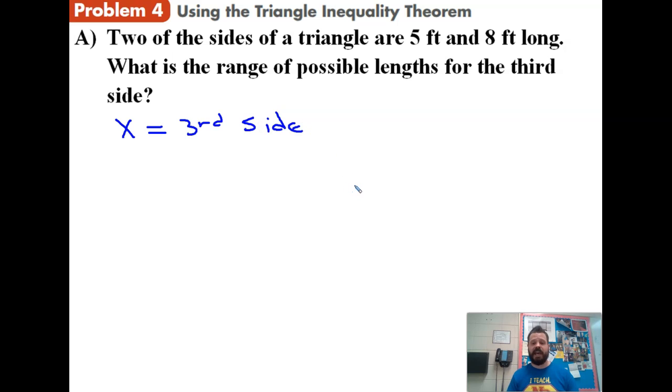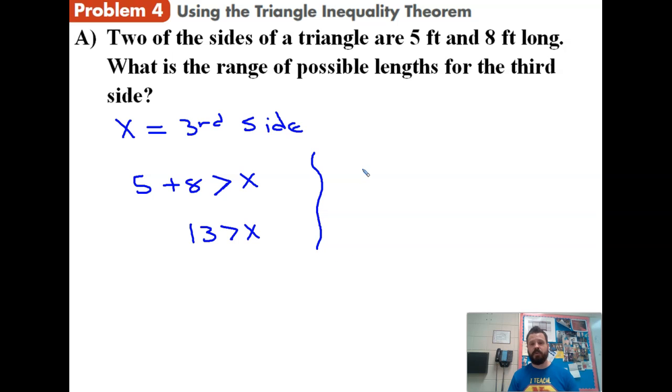What I know then is that x can't be greater than the two other sides combined. So I know that 5 plus 8 has to be greater than x. If we add those together, 5 plus 8 is 13, so that means 13 is greater than x, or in other words, x has to be less than 13. Now that gives me a maximum value for my x. Let's go ahead and find a minimum value also.